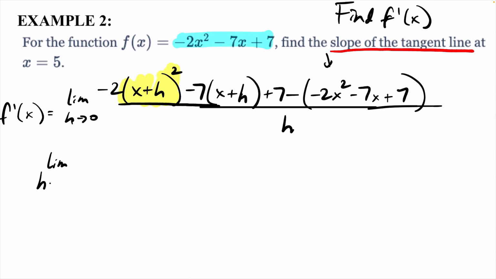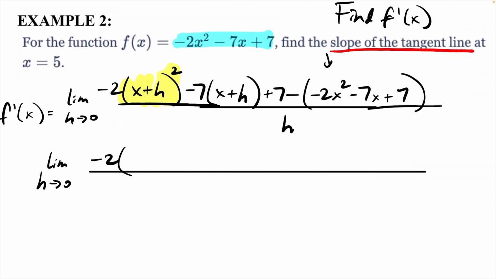So the limit as h approaches 0, -2 is going to stay in front. What did x plus h quantity squared become on the last problem? x squared, keep going. Plus h squared. There we go. And then bring everything else down.